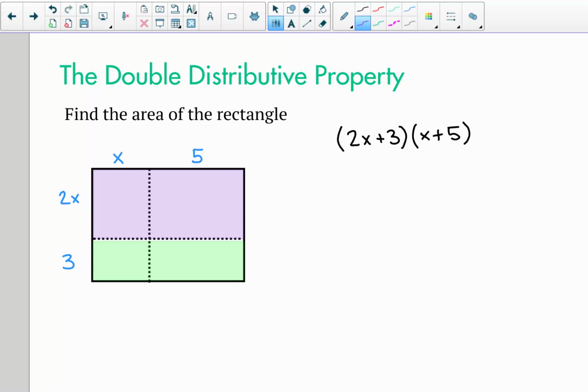So one of the things that we've already learned how to do is how to multiply using the area method. So for example, if I was trying to find the area of this rectangle, it really involves me finding the area of the two smaller rectangles on the inside.